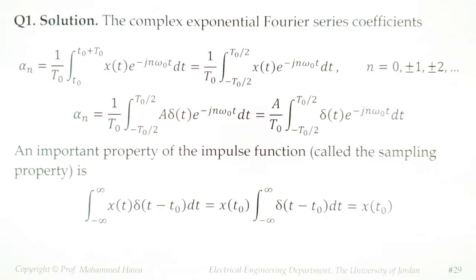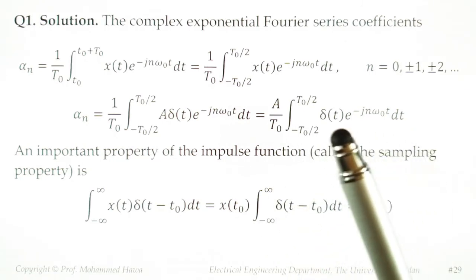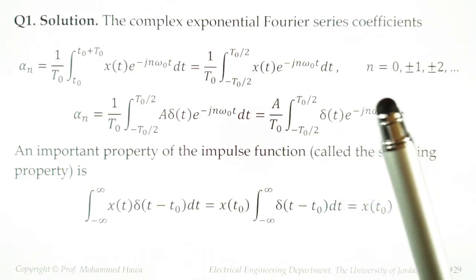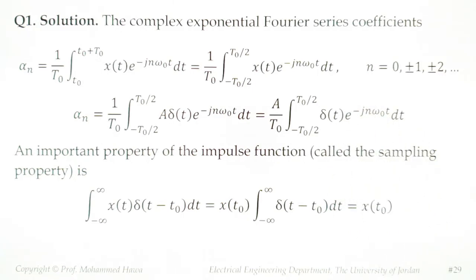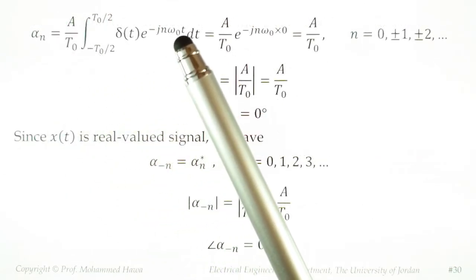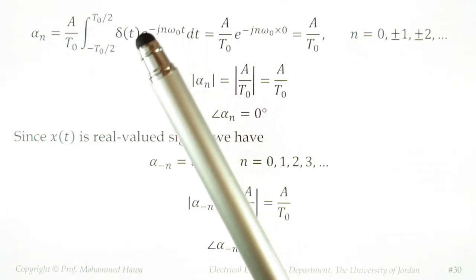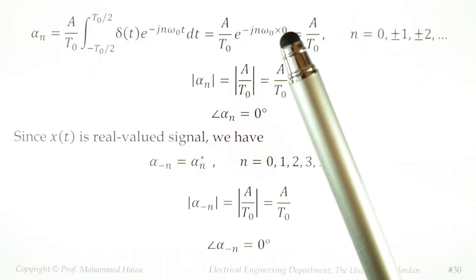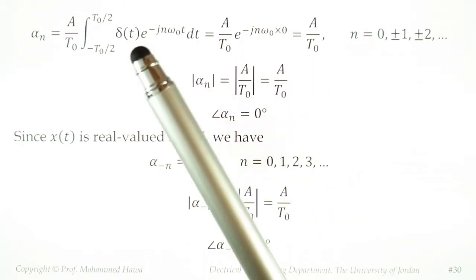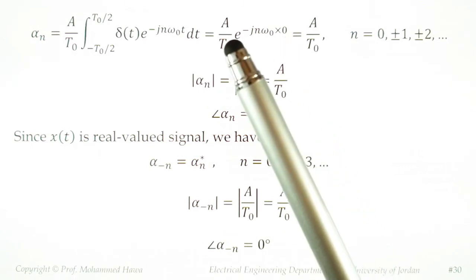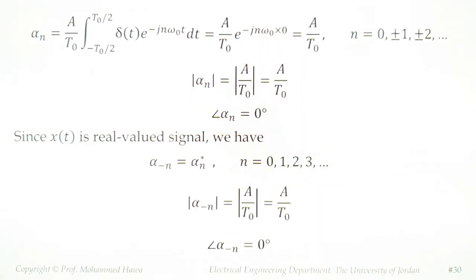We could use this to our advantage to evaluate this integral because the impulse here, delta of t, is located at 0. So it is sampling this function at time equals 0. And that's why the integral of delta of t, e to the minus j n omega naught t dt, is the value of this function, e to the minus j n omega naught t, when t is equal to the value where the impulse is. And that impulse is located at 0, so you use t equals 0 here. Of course, e to the power 0 is 1, and you're left with this constant a over T naught.